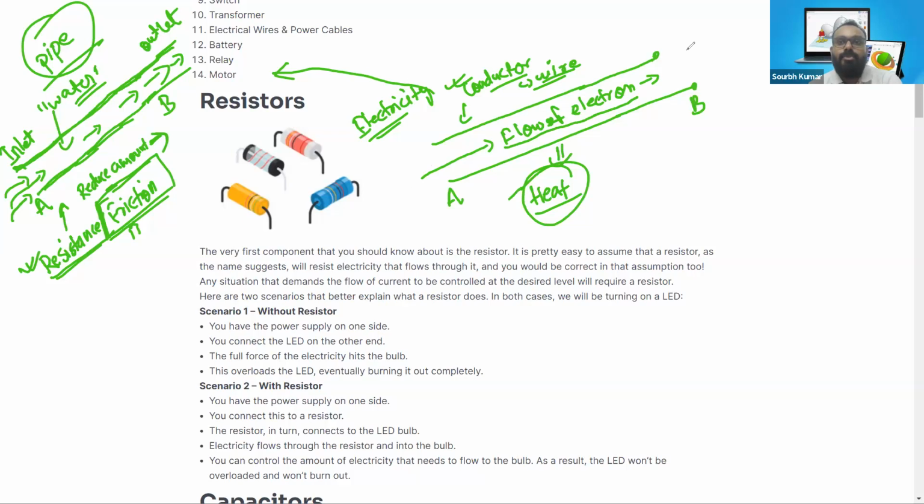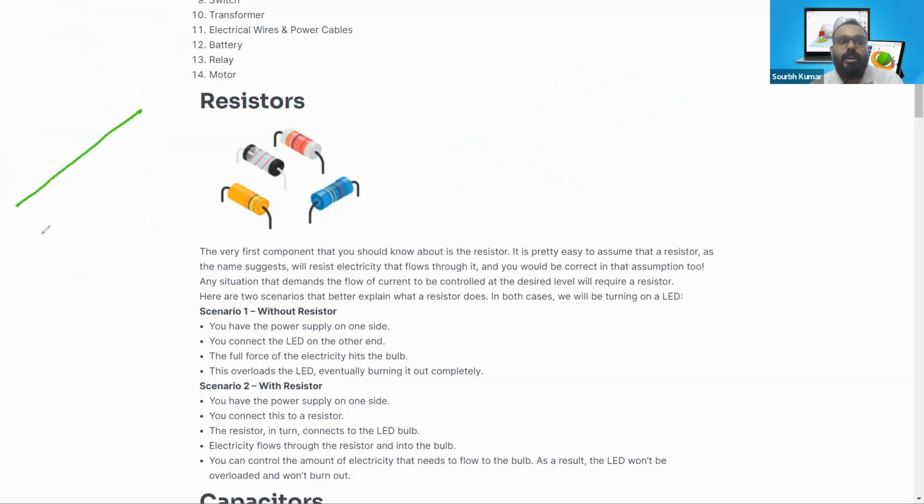But what I'm trying to explain is, suppose I take the example of this pipe itself, and the water is flowing freely inside of it from point A to point B. If I grab the pipe and hold it in the middle, then what will happen?